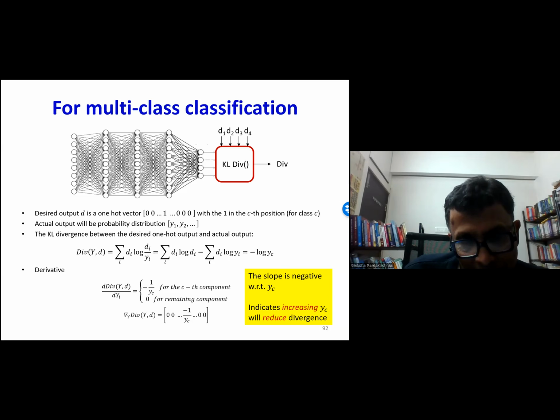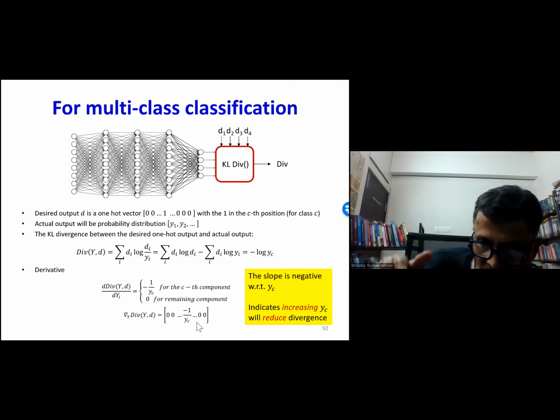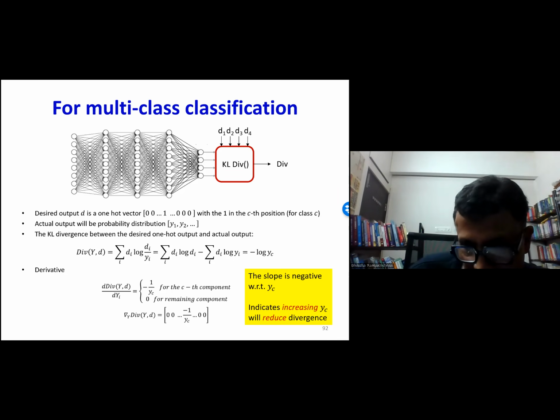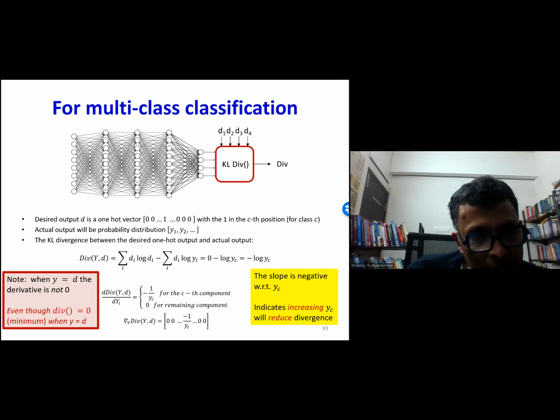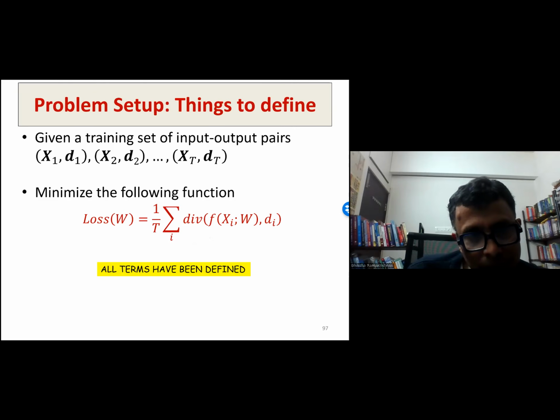And you can see that for the target class, this slope is always going to be negative because y is always positive, right? And so you can see that this derivative is always pushing the probability of the target class to increase, which makes sense. So again, when y equals d, the derivative is not 0, even though the divergence is 0. So have all of these things made sense so far?